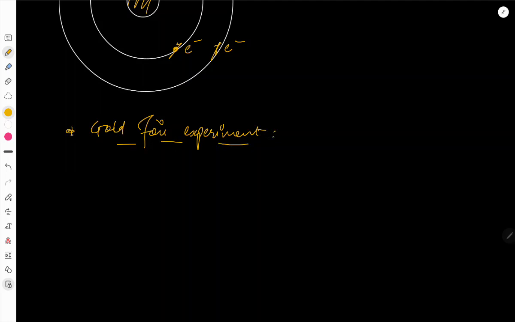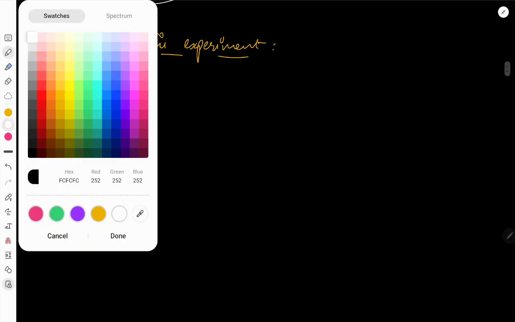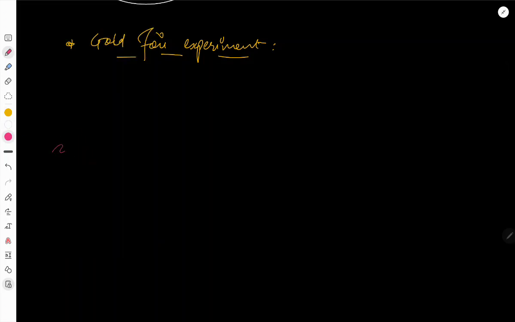And what is this gold foil experiment all about? There is this particular box. For us, we are assuming it to be a box, and in this box there is a source that has alpha particles, and they are being bombarded. And now there is a foil, a thin gold foil over here.